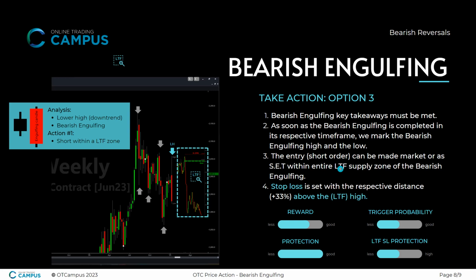And here, LTF, that is important: short within a lower time frame zone. If we check here the downtrend, look, the blue box here is our lower time frame, and this is our 60-minute time frame. You see here that is a huge drop. The bearish engulfing is here, right? The same area and also a lot lower. And this supply zone here is a part of the supply of the whole range of the bearish engulfing.